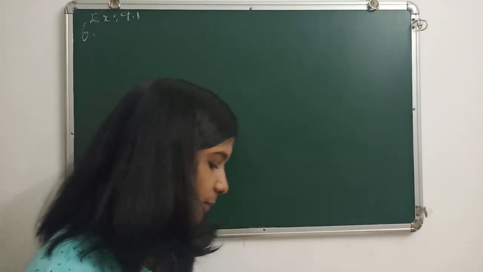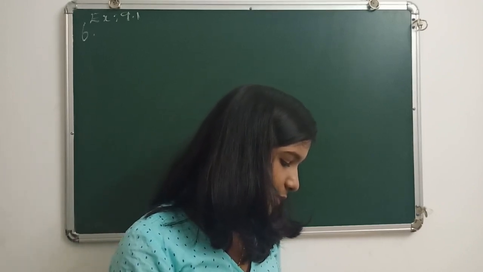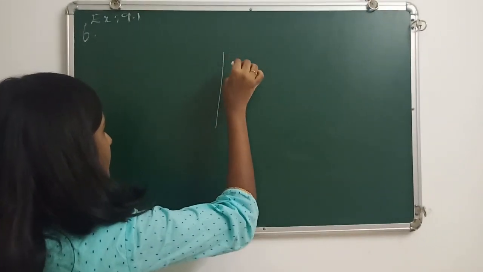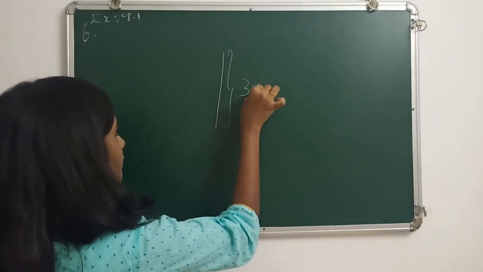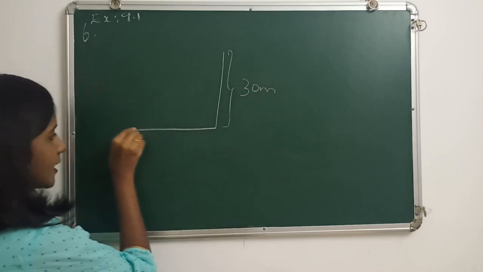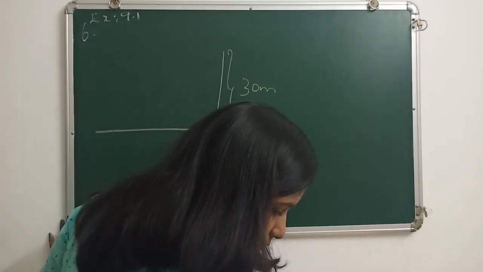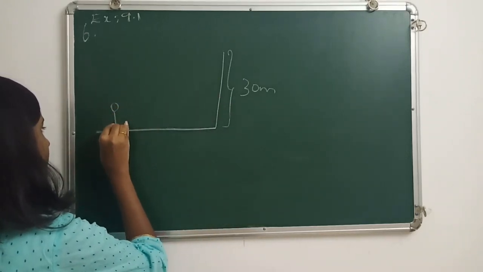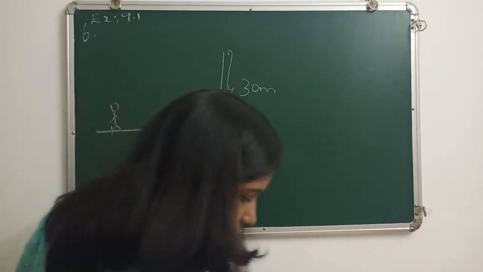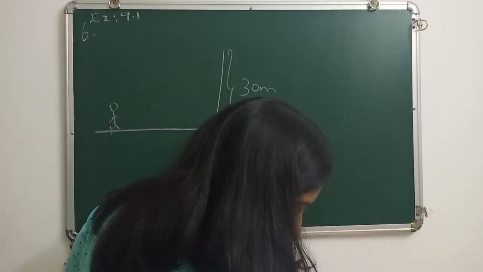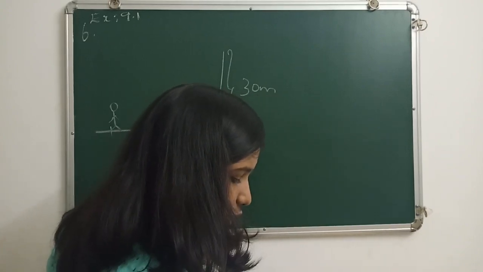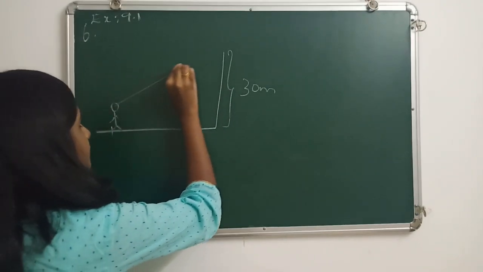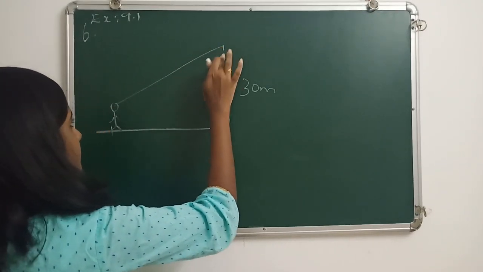A 1.5 meter tall boy is standing at some distance from a 30-meter tall building. Now we can take this as the building, which is 30 meter. A boy is standing on a point from some distance. So we can take this point and he is standing here. Now the angle of elevation from his eyes to the top of the building increases from 30 degree to 60 degree. Now let us take first, it is 30 degree.